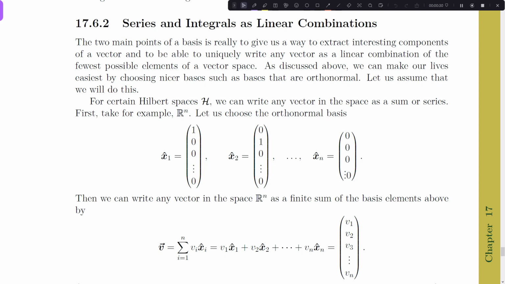Okay, welcome back. So this is section 17.6, subsection 2, I guess. Series and integrals as linear combinations.